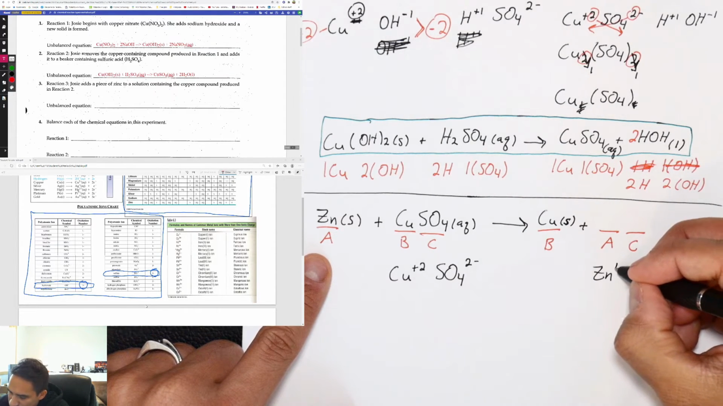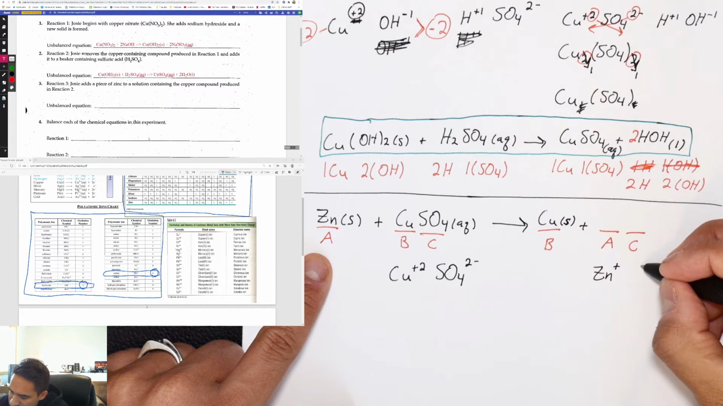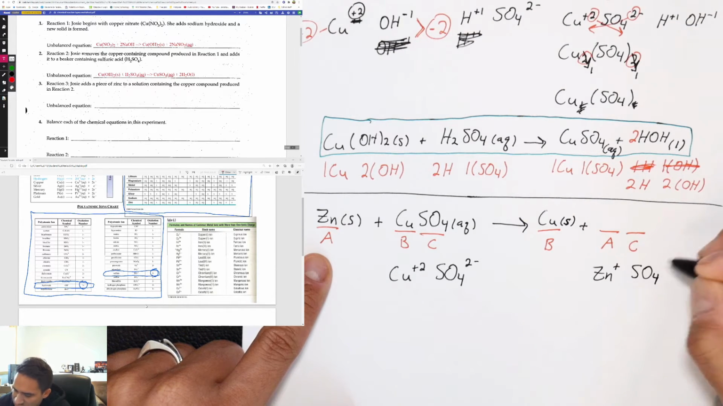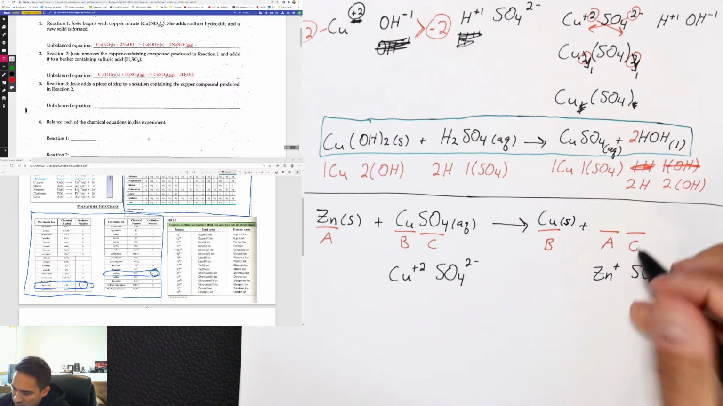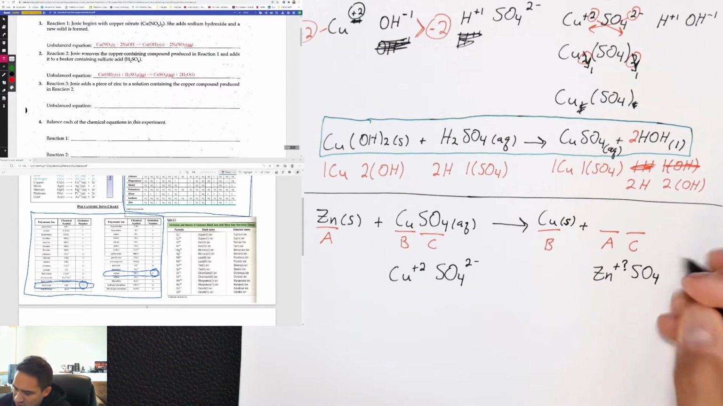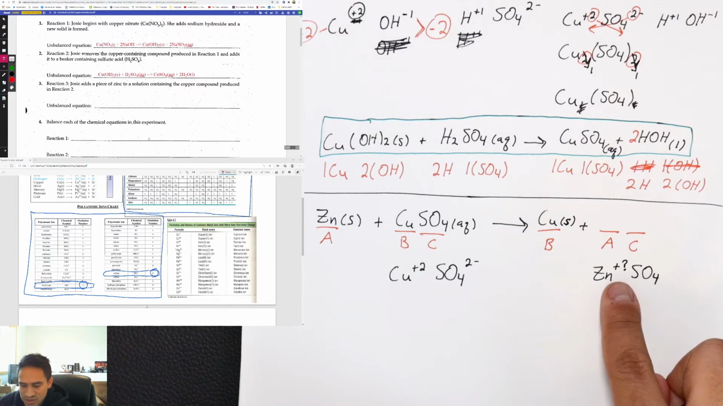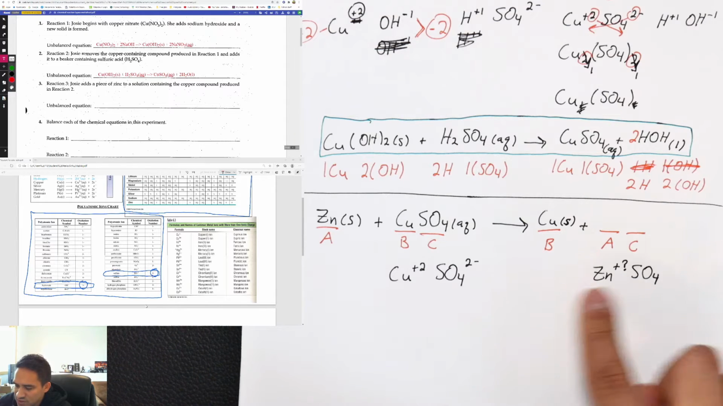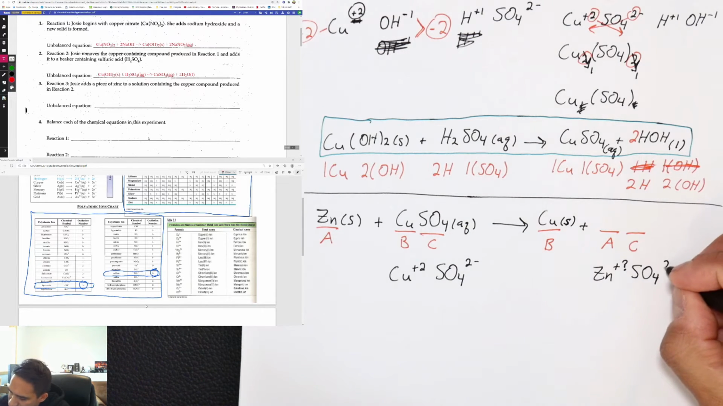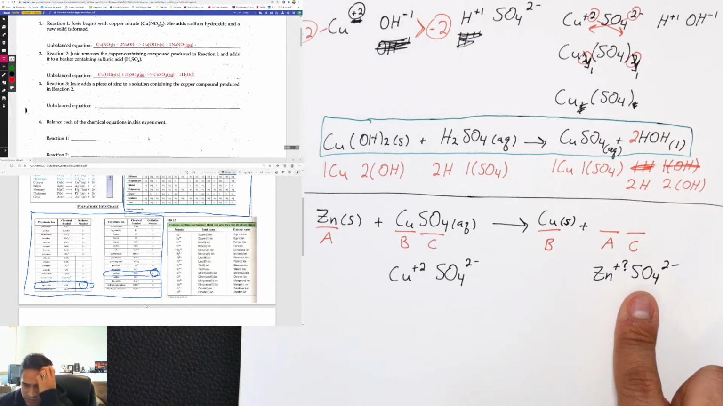And zinc, of course, when it's bonded with sulfate, is going to have a charge. Zinc is going to be positive by some number, and we'll take a look in a second at how we know what this number is going to be. The sulfate, though, we do know is 2-. So this is going to be SO4 2-. And as for zinc, what's the charge that the zinc is going to make?